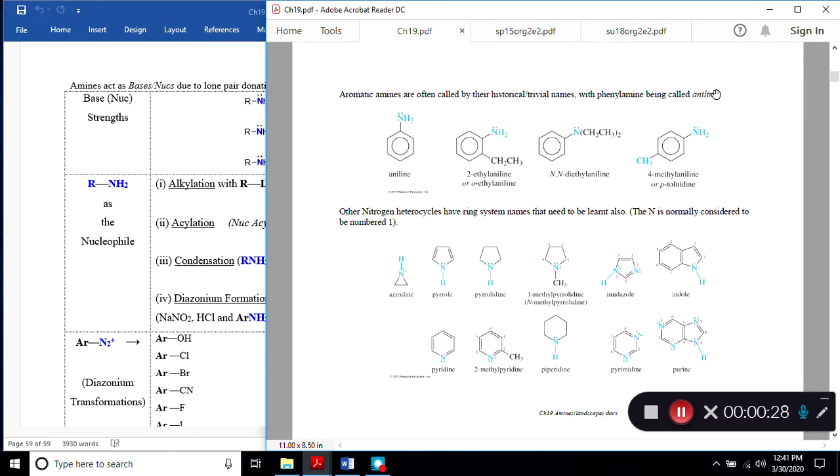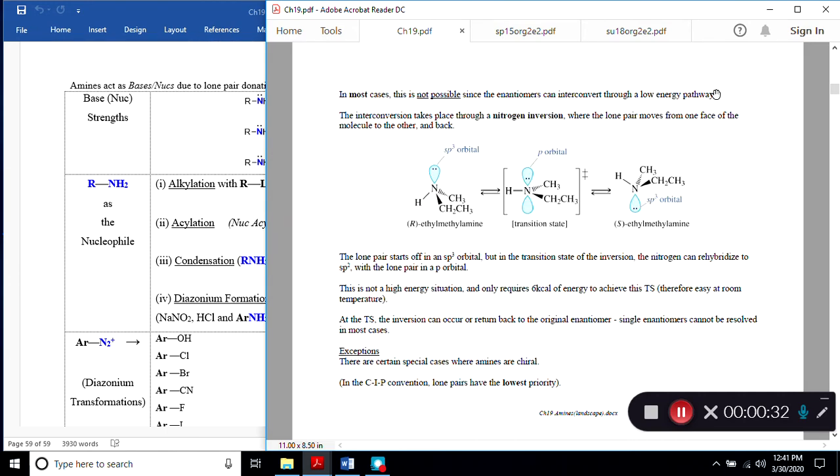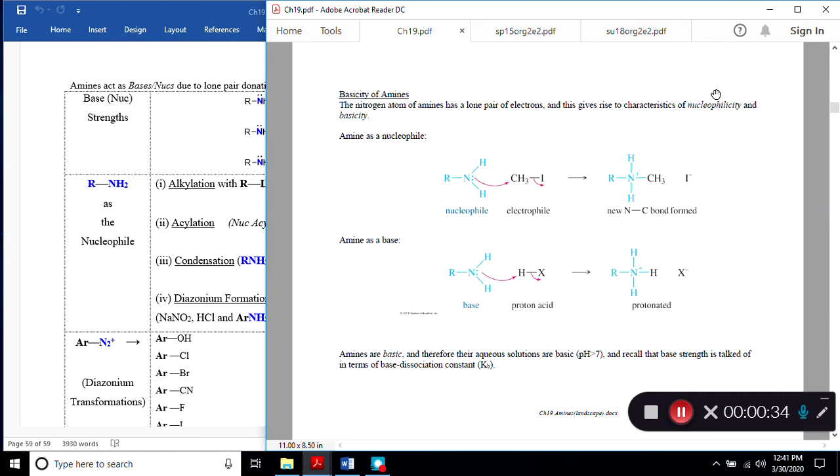So we need to know IUPAC, systematic naming, and also trivial naming. You should know about nitrogen inversion. But one of the more important aspects and properties of nitrogens, of amines, is that the nitrogen is going to have a lone pair. So this is the main property of amines, and that is that they are basic.